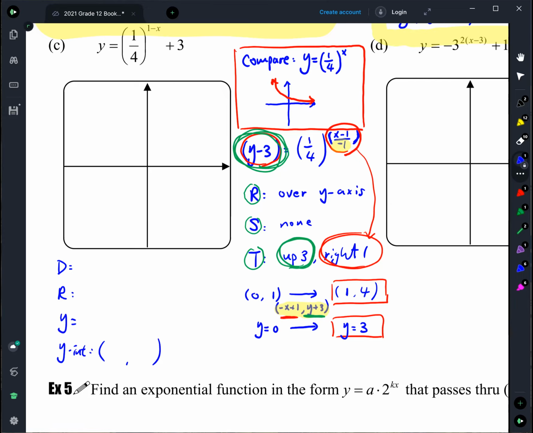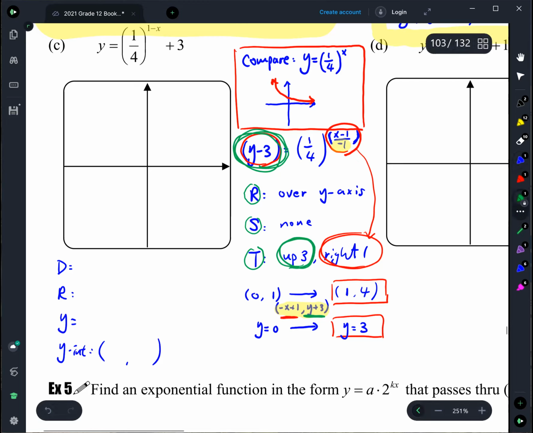Is it very confusing right now or is it okay? Y equal to 3, that's the plotted line, okay? That's up here. And then 1, 4. 1, 4 is right here. 1 and 1, 2, 3, 4. So this point.